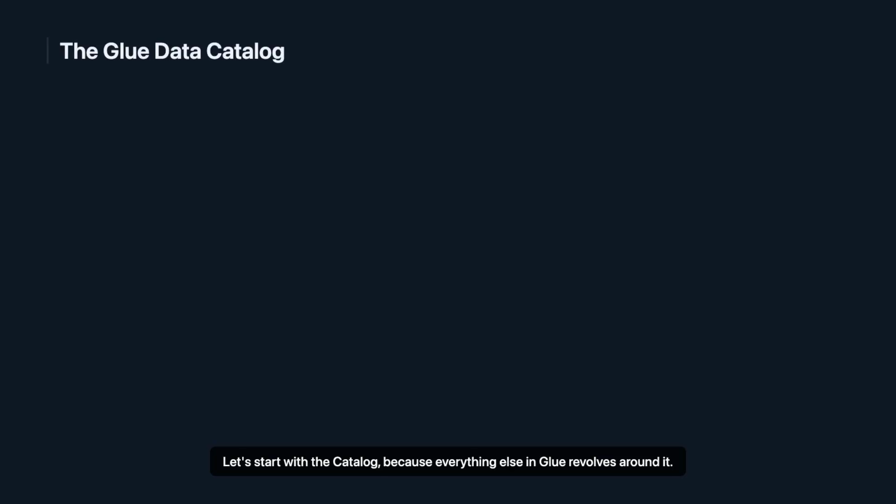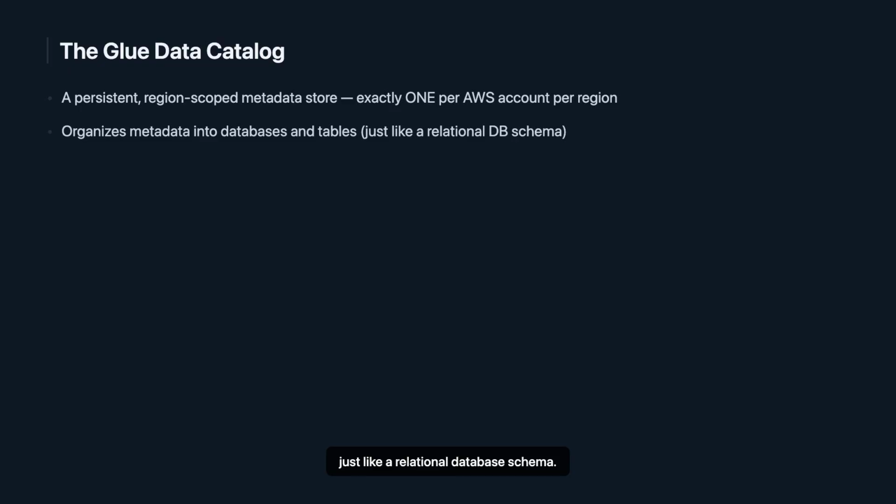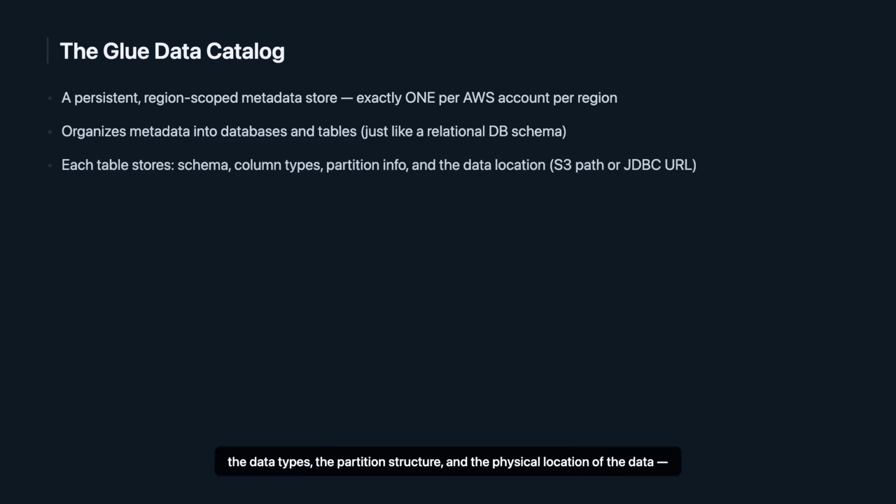Let's start with the catalog because everything else in Glue revolves around it. The Glue data catalog is a persistent, region-scoped metadata store, and there is exactly one of these per Amazon Web Services account per region. Inside the catalog, metadata is organized into databases and tables, just like a relational database schema. Each table records the column names, the data types, the partition structure, and the physical location of the data, whether that's an S3 path or a JDBC connection.